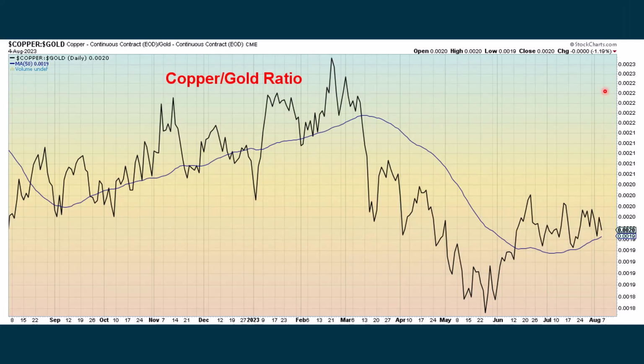Then we look at copper. Copper does really well when the economy is doing well, and sometimes it leads economic advancements, where gold tends to do better when we're having problems with the economy, so we keep a ratio of the two and see how it's performing. Copper had been underperforming gold for quite a while, but now we're chopping sideways, even though this ratio has gone back above the moving average.